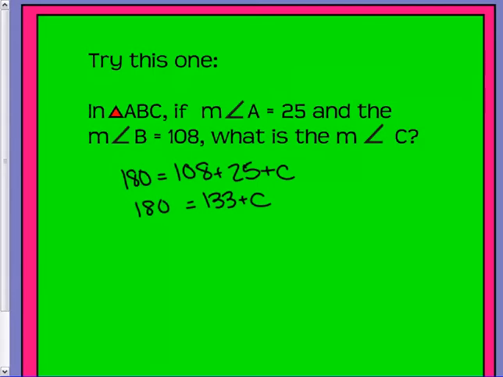So we have 133 and we are going to take that away from 180. So C equals 47 degrees. So if you got that, great job. If you didn't, go back and rewatch those problems again.